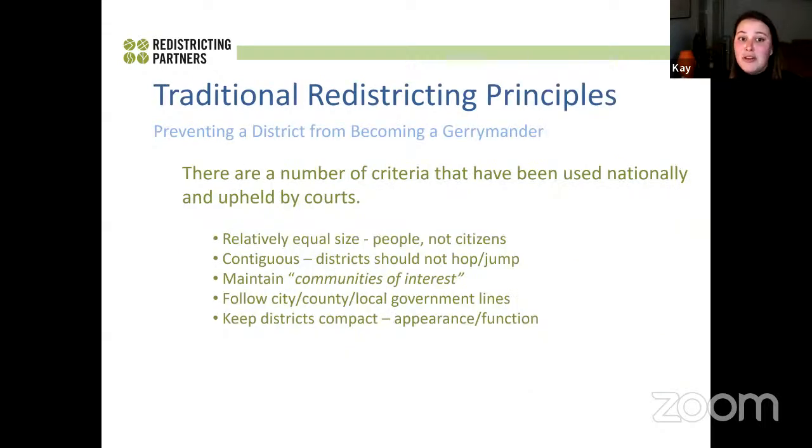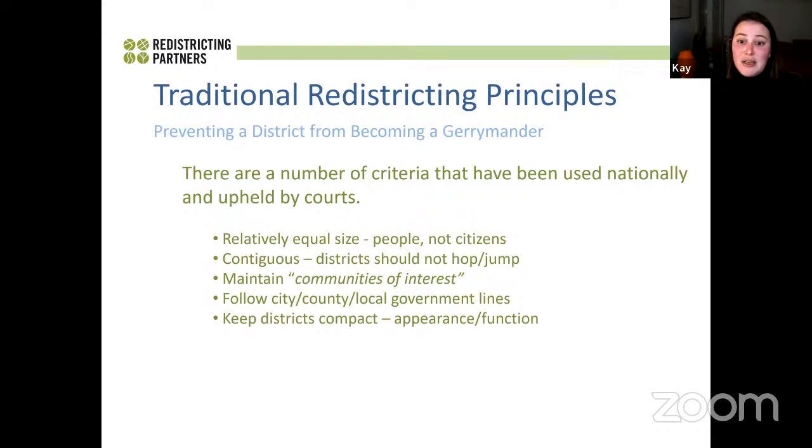There are a number of criteria that we call our traditional redistricting principles that have been used nationally and upheld by courts. The first of these, and it's in a ranked system, is that districts are of relatively equal size. When we talk about equal size, we're talking about people, not citizens or voters, a total population. They also have to be contiguous. What contiguous means is that districts don't hop or jump. In other words, you can draw them with one line.